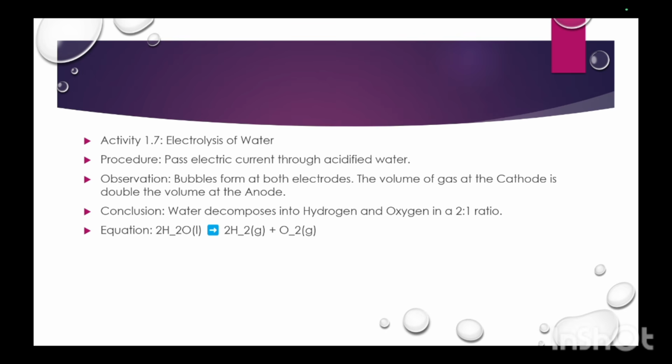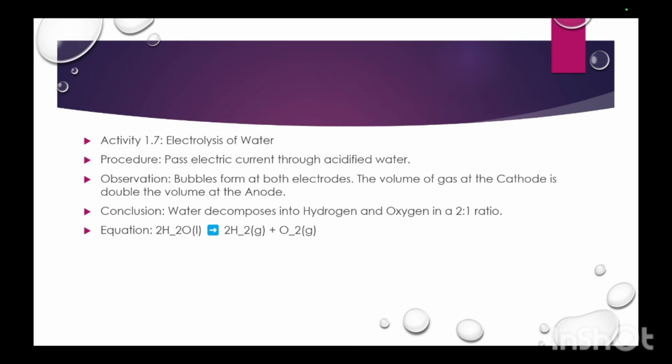What is a catalyst? A catalyst is one which does not participate in the chemical reaction but certainly increases the speed of the reaction. That is called a catalyst. So here the acid is acting as a catalyst. Observation: bubbles form at both electrodes. At both the electrodes, you will find the formation of bubbles.